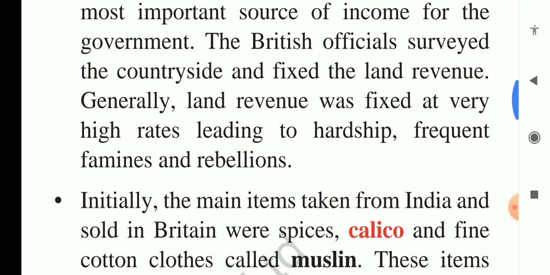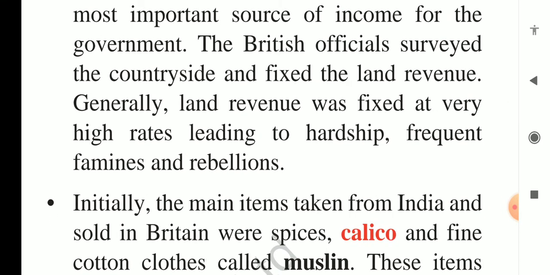Frequent famines. At that time, technology was not there. We cannot predict the temperature, we cannot predict the environment, right? We cannot predict anything, how it will be, how rain would be this year. So many famines were there. Famines means very acute shortage of rain, and due to shortage of rain there is no agricultural production, and due to that kind of scarcity is there, that is called famine.